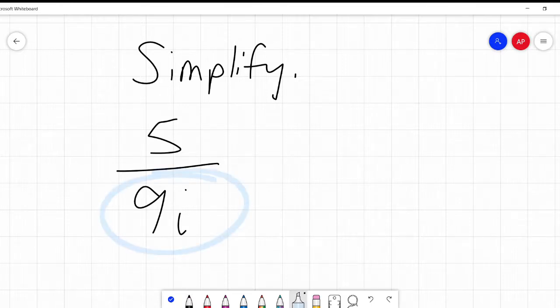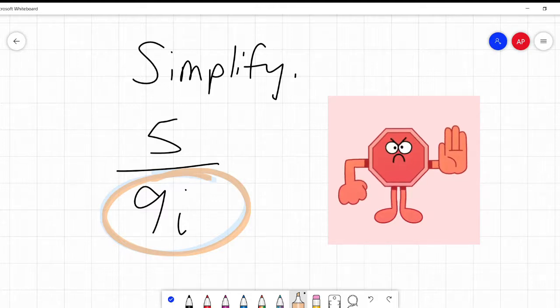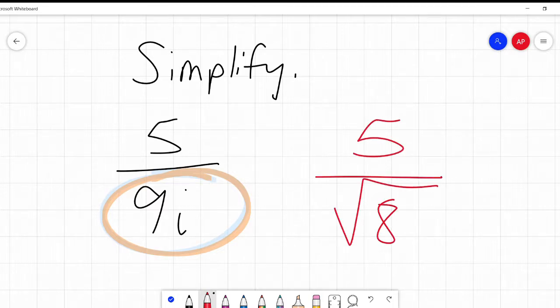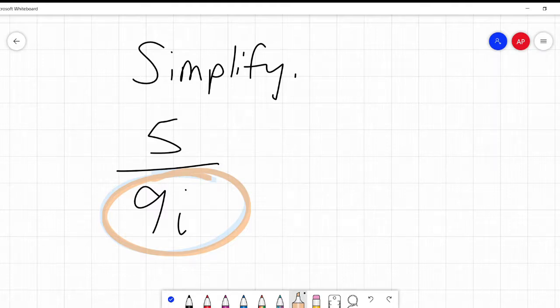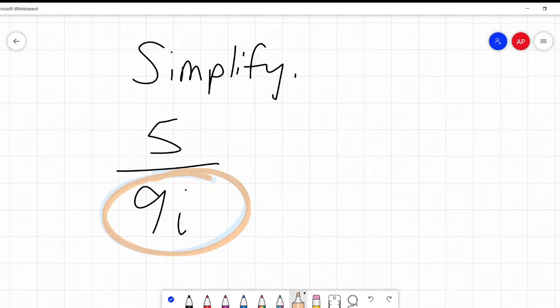That 9i, that i in the denominator, in the bottom of that fraction, we cannot have it. It cannot stand. You cannot have the i in the denominator, just like if it was something like 5 over square root of 8. Can't have a square root in the bottom. You can have it on the top, not on the bottom. You got to do something to get rid of it. So with this, i's can be in the numerator. They can't be in the denominator. I didn't make the rule. Don't look at me. But this is what they want you to do when you're simplifying.